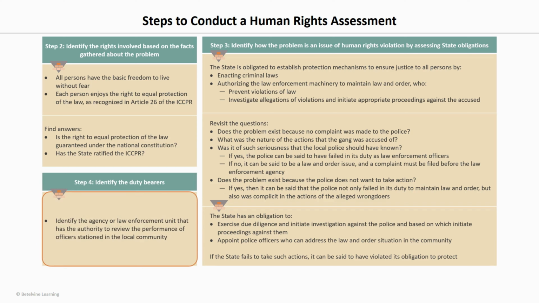Step 4. Identify the duty bearers. Based on the above assessment, identify the duty bearers. In this case, you may need to identify the agency or unit in law enforcement which has the authority to review the performance of officers stationed in the local community.